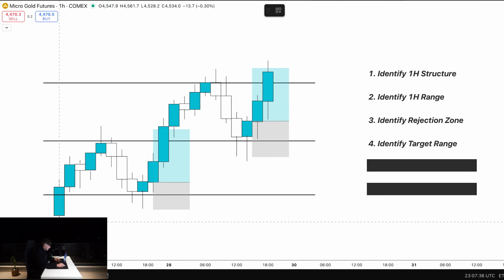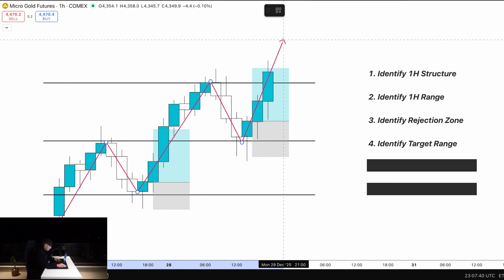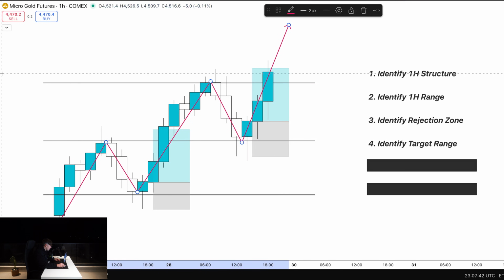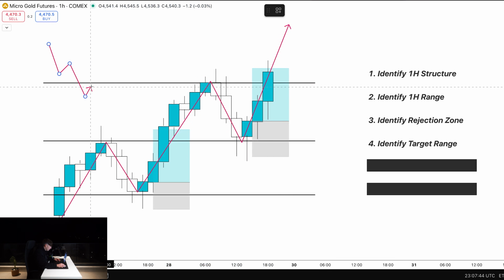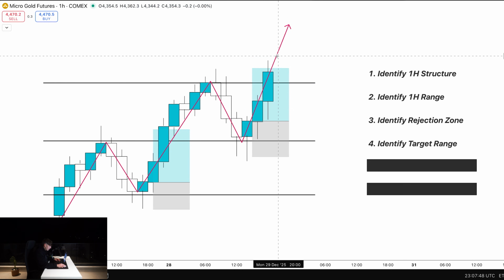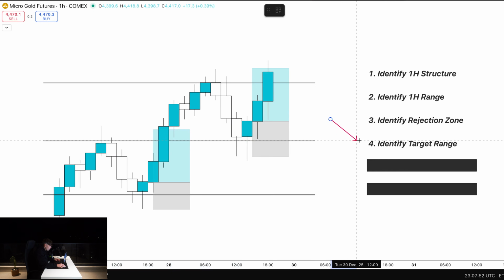Now, for this strategy, this is a continuation based model, meaning if the market is trending bullish, we are looking for buys to continue the trend. If the market is trending bearish, we will be looking at sells to continue that same trend. So in this case, there are 2 things that we can use to actually look at our target ranges. And this is essentially going to be where we're placing our TP.